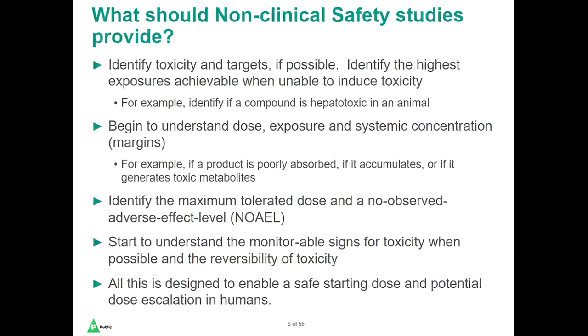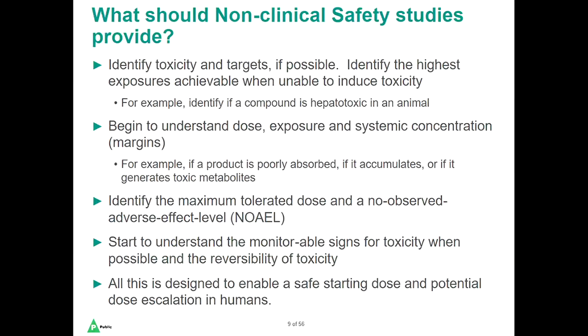These safety studies should tell you what your maximum tolerated dose is, and it should give you either a no adverse effect level or a no effect level in order to be able to use that to gauge what you're going to go into your first in human studies. And it's also going to hopefully start to help you understand whether these are reversible toxicities or monitorable toxicities, because obviously the type of toxicity makes a big difference.